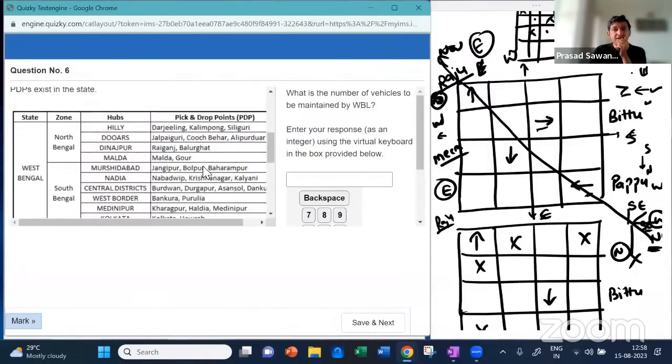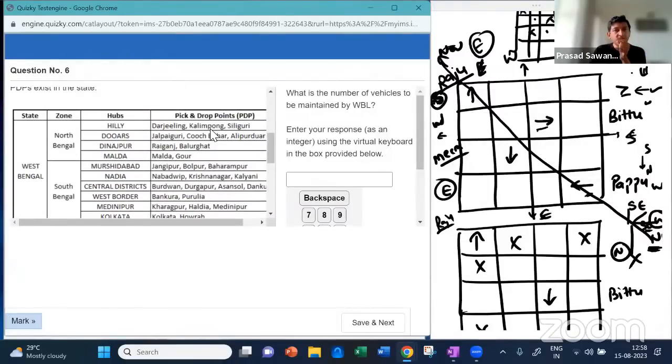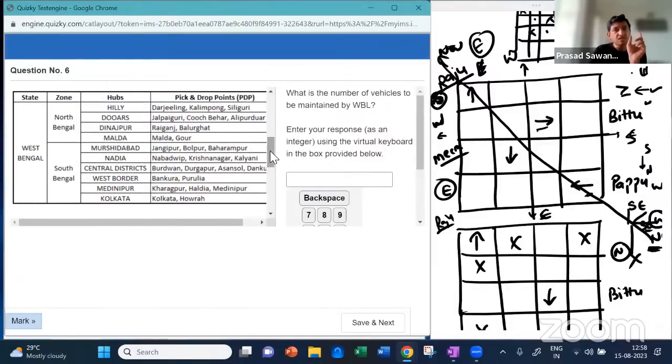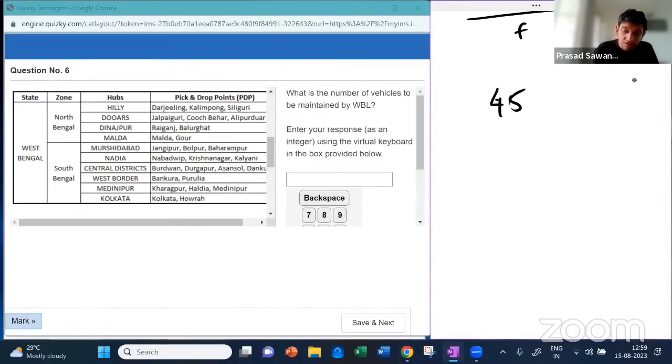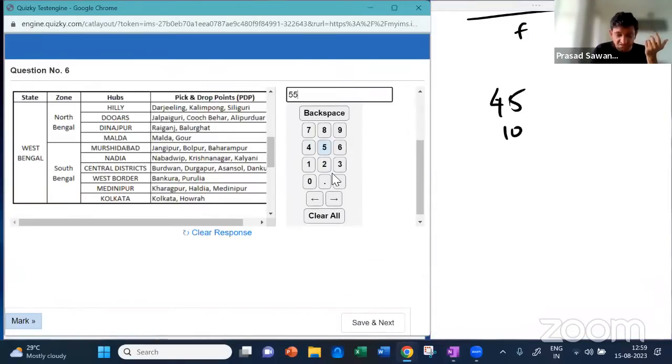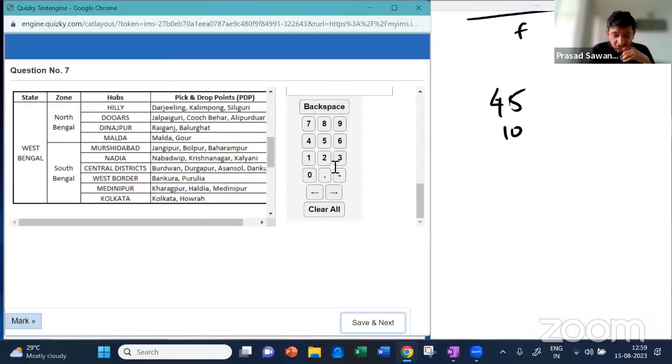What is the number of vehicles to be maintained by WL? So there will be intra hub and inter hub. Intra hub will be 1, 2, 3, 4, 5, 6, 7, 8, 9, 10, there are 10 hubs. So inter hub will be 10C2. I'm assuming two hubs need to be connected. So how much is 10C2? 45 will be here. Let's see, 45. Inter hub is 45. Intra hub will be 10. Each of these needs one vehicle. I don't know, 55. Okay. If it's wrong, it's wrong. Okay, fair enough. There's this too.